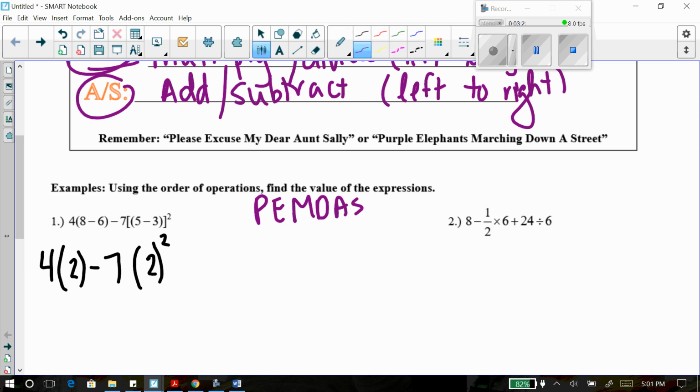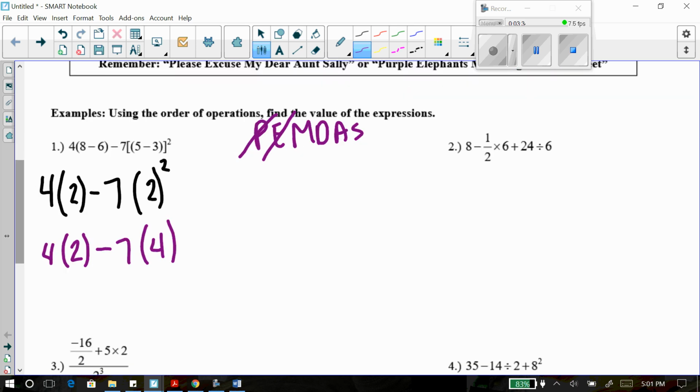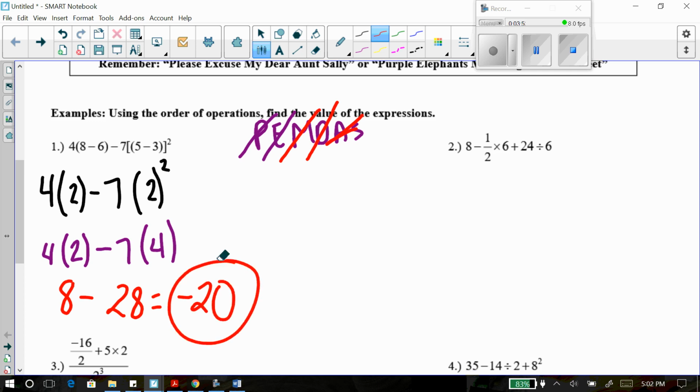All right. Now exponents. 2 squared, we know that is 4. Then we do our multiplication. 4 times 2 is 8. 7 times 4 is 28. I don't see any division. Adding and subtracting, we'll do that. 8 minus 28 is negative 20. Again, I know I did that fairly quickly. Of course, you would have calculators to help you do that math.